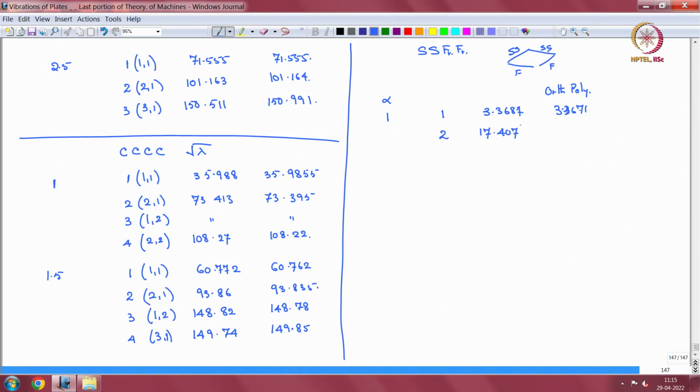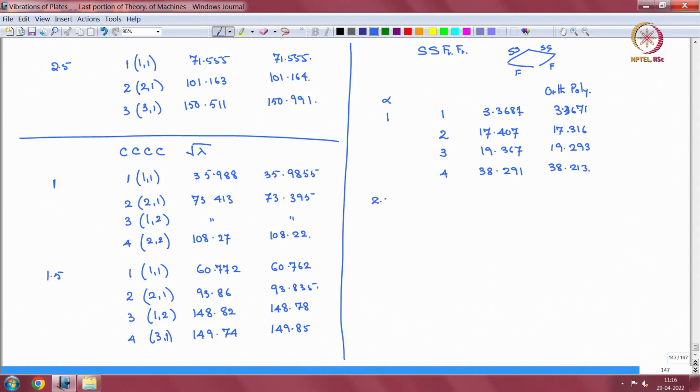The second is 17.407 and 17.316. Third is 19.367 and 19.293. Fourth is 38.291 and 38.213.